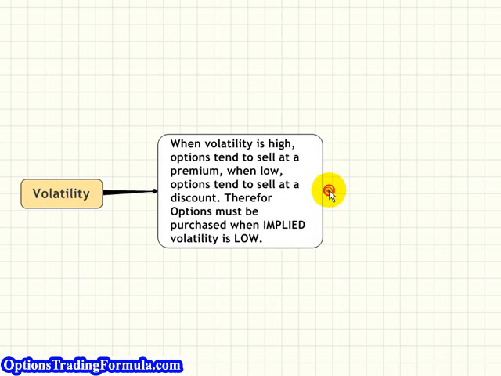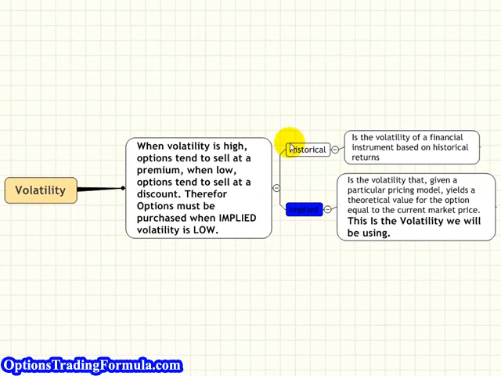There are two kinds of volatilities. There's the historical volatility and the implied volatility. Now, this one is the one we're going to be using. It's represented by a blue line in the charts we're going to be seeing right now.